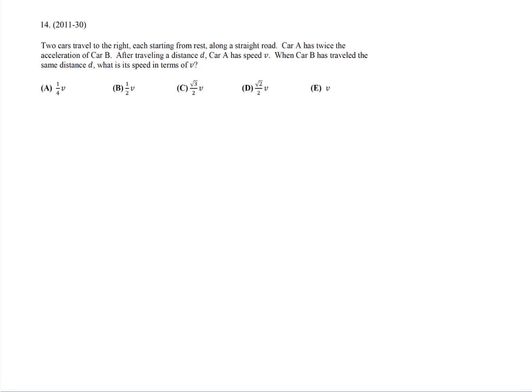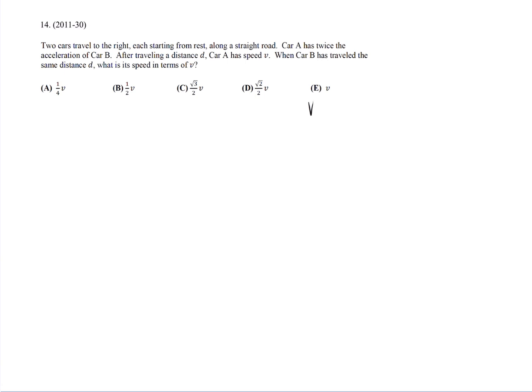For question 2011, question 30, there are two cars that start in the same position and they accelerate with different acceleration. After a period of time, they both travel a distance of d. The question is asking us the final speed of car B. Now let's represent the information using a graph.